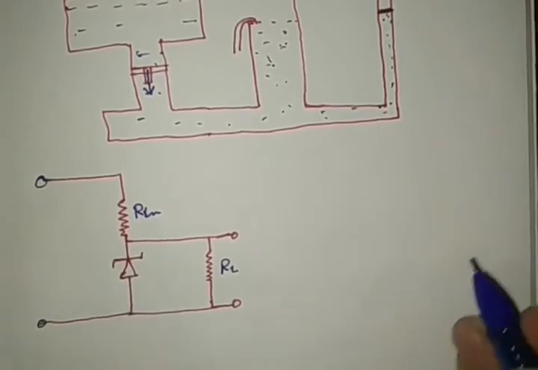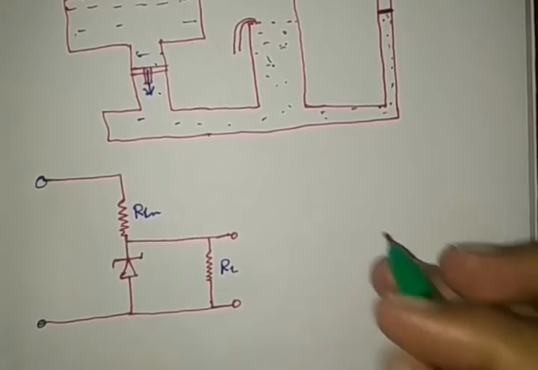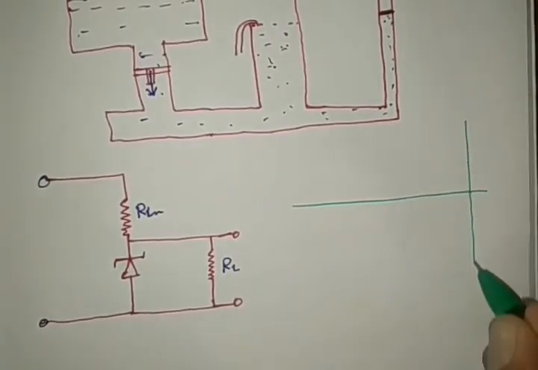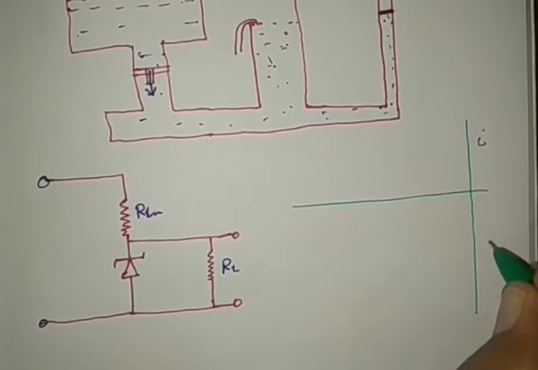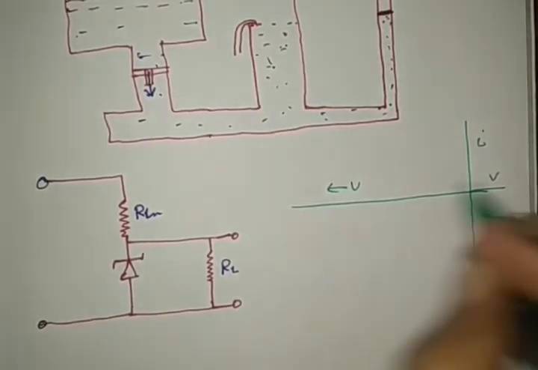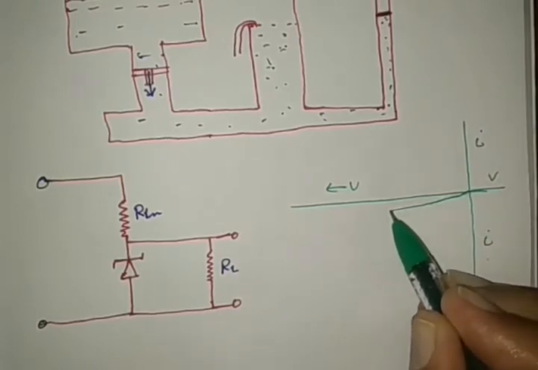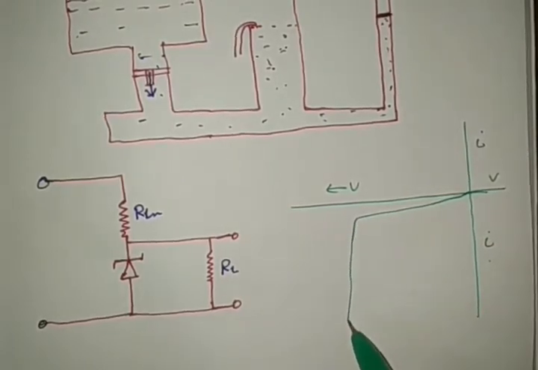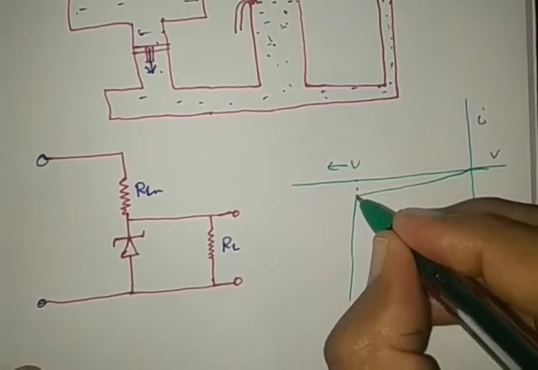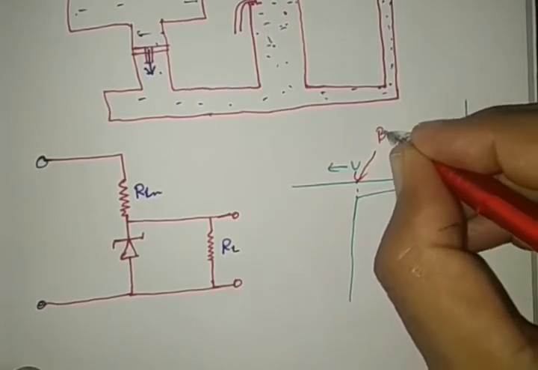To understand this concept, see here the diode characteristic in reverse bias. Current in the positive direction, current in the negative direction, voltage in the negative direction, minus. If you remember, on increasing this, the current increases up to a certain value, and after that there is a sharp growth in current with no increase in voltage value. This voltage is called the breakdown voltage.